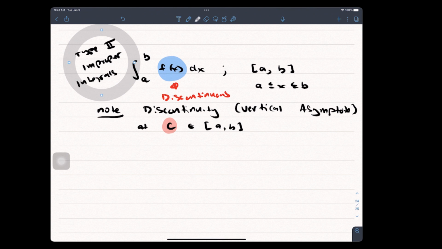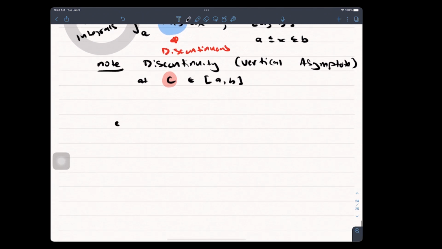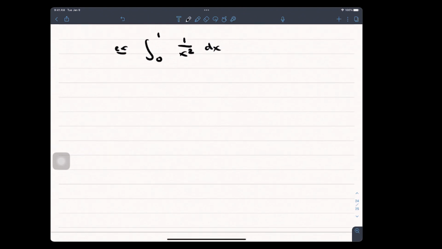Now, you can do an example here. Very simple example. It'd be the integral of 1 over x squared dx. So notice the function here, you have a problem. What's the problem? x can't be 0. You have a vertical asymptote.